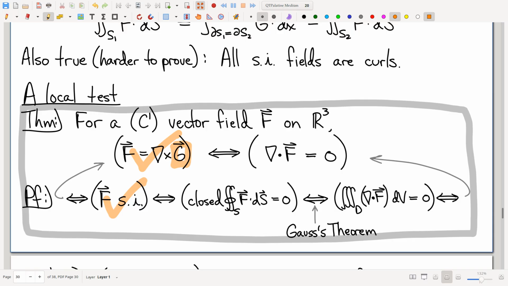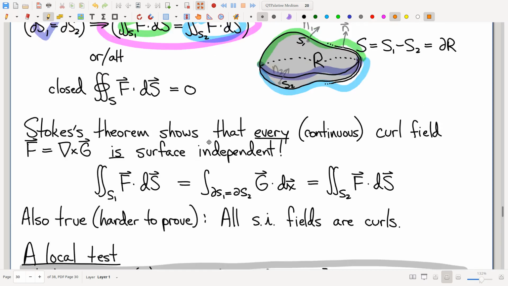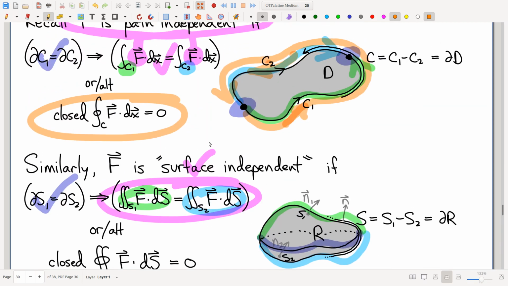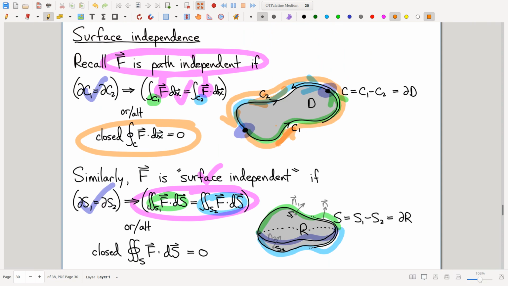So, from a computational point of view, I maintain that surface independence is more useful than path independence, and yet path independence is all anyone ever talks about. I just think that's strange. Anyway, all right.